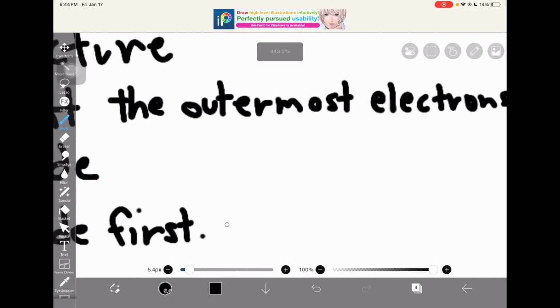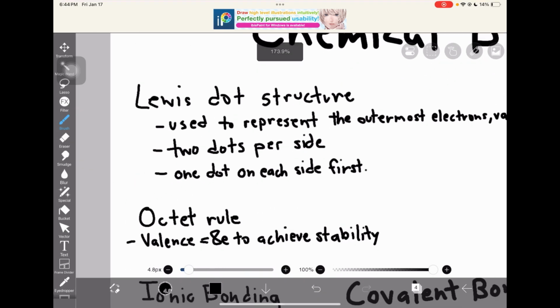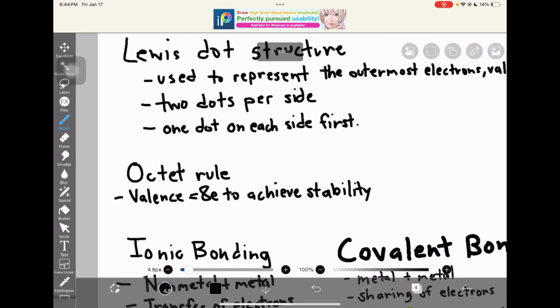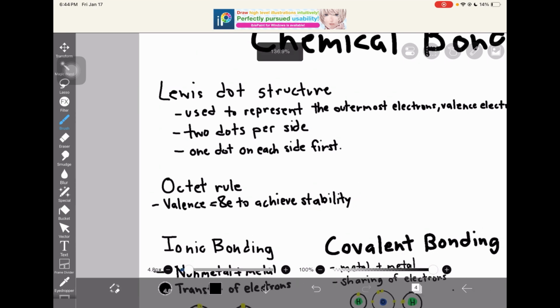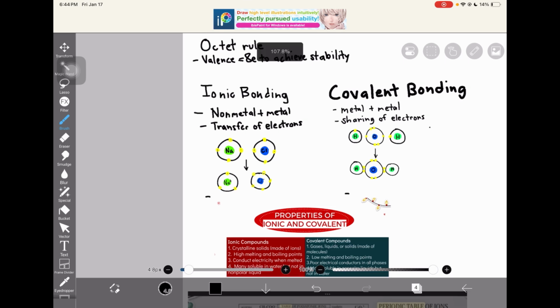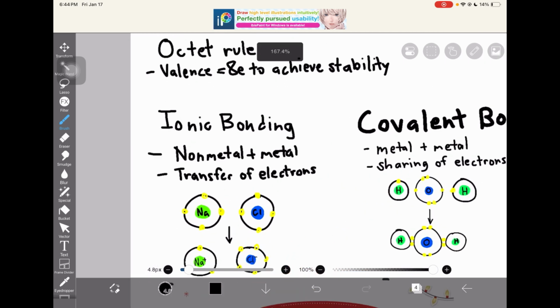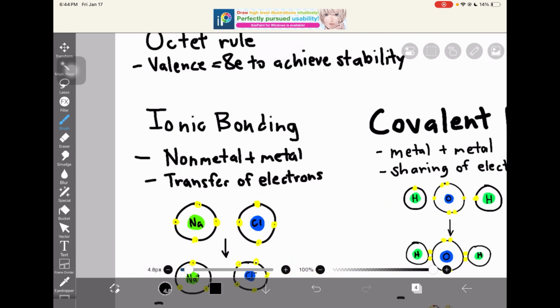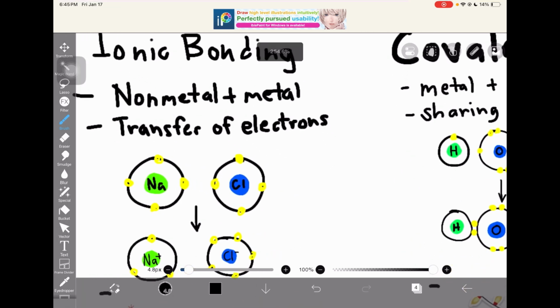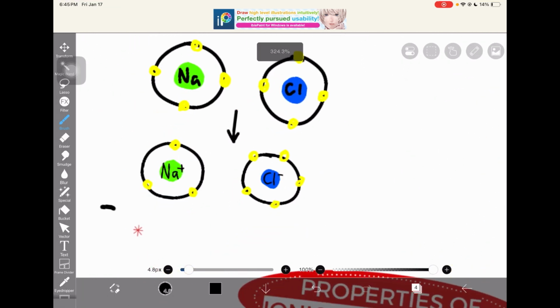As you can see, that's the octet rule: 8 valence electrons to achieve stability. So I'm going to use the Lewis dot structure to see what's going on here. But first, remember that ionic bonding is a non-metal plus metal. Therefore, you're going to create ions. It's called the transfer of electrons, and this is a visual representation.